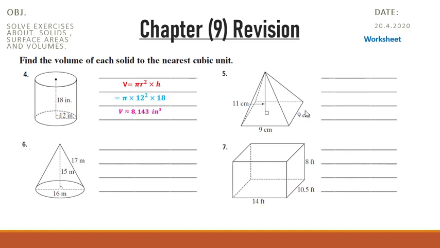Number 5, mister. The triangle, the rule, third times base times height. Great. That's equal third times 9 square, 9 times 11. Excellent, because the base is square, so third s square multiplied h, which is third 9 square multiplied 11. That's equal approximately 297 centimeter cubic. Great work, thank you.